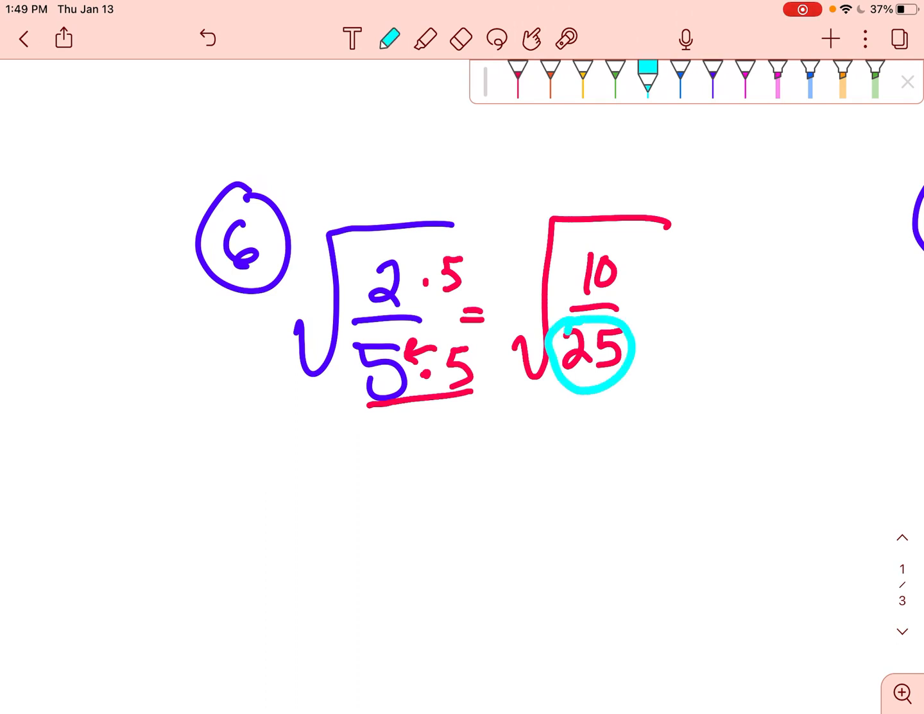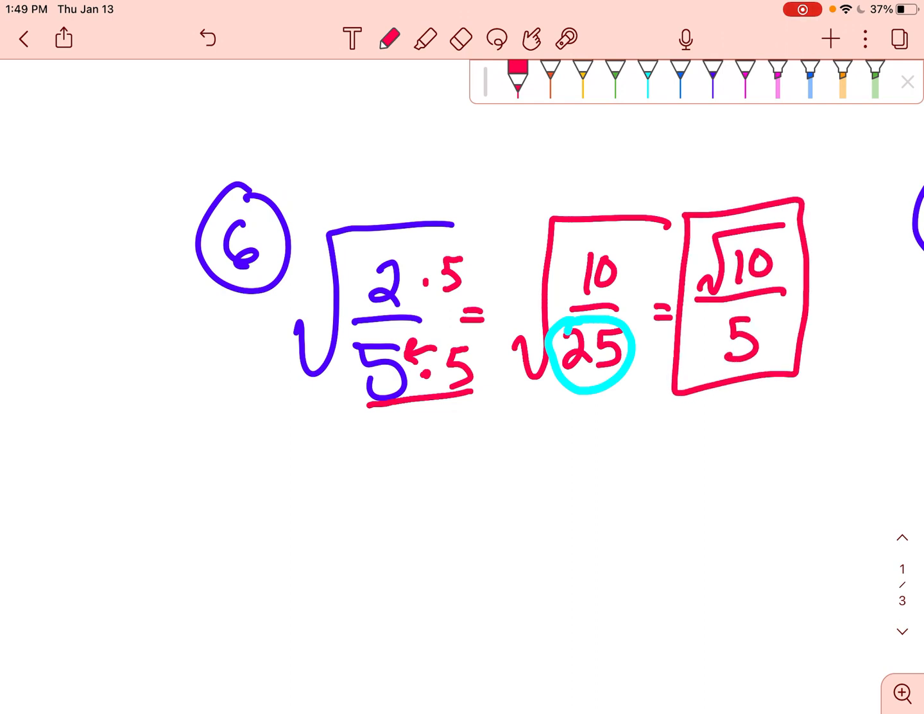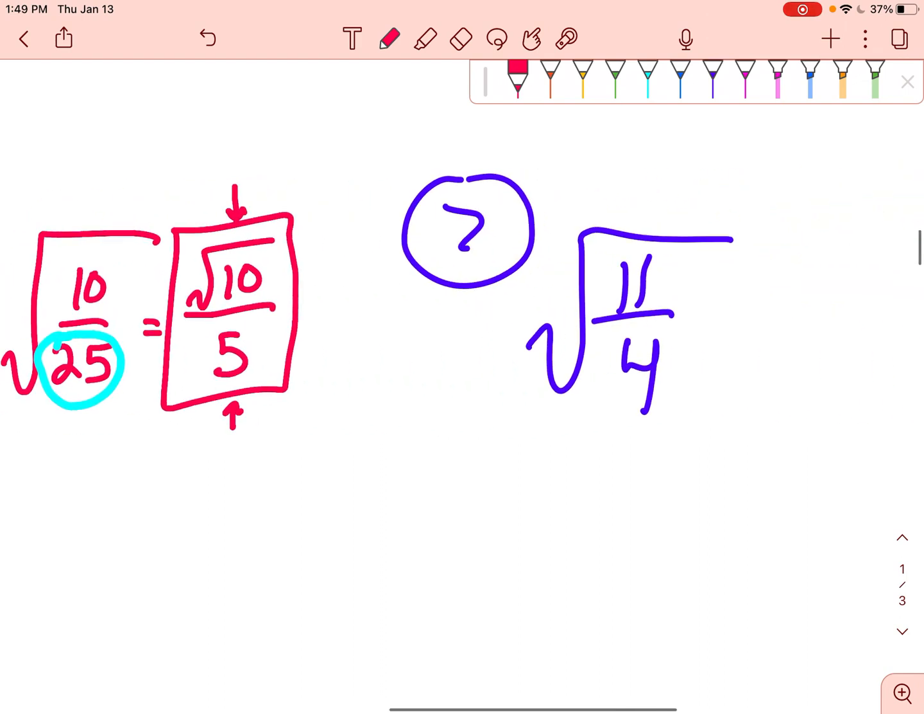Now, because the square root of 25 is perfect, 10 is not perfect, he stays in the house, but 25 is perfect, he comes out as 5. I cannot simplify this down farther because this guy is inside a radical sign and this guy is not. Therefore, we cannot divide them. And so I would just leave my answer like this. The square root of 10 cannot be simplified down farther.